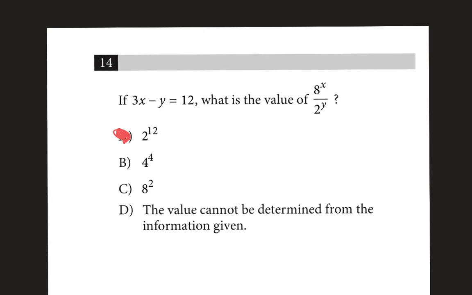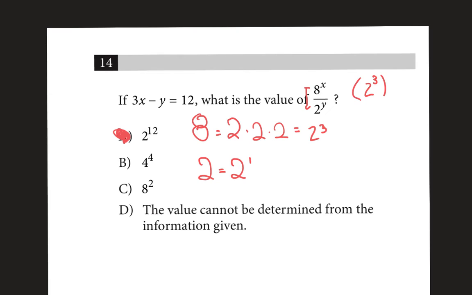Now, why is the answer A? It's really simple, actually. You see, you guys, 8 and 2, right? Well, what equals 2? Well, 2 to the first power. Then, from here, I have 2 times 2 times 2 gives us 8. So 8 can be rewritten as 2 to the third power. So I replace everything right here. So 8 becomes 2 to the 3, all to the x, over 2 to the y.